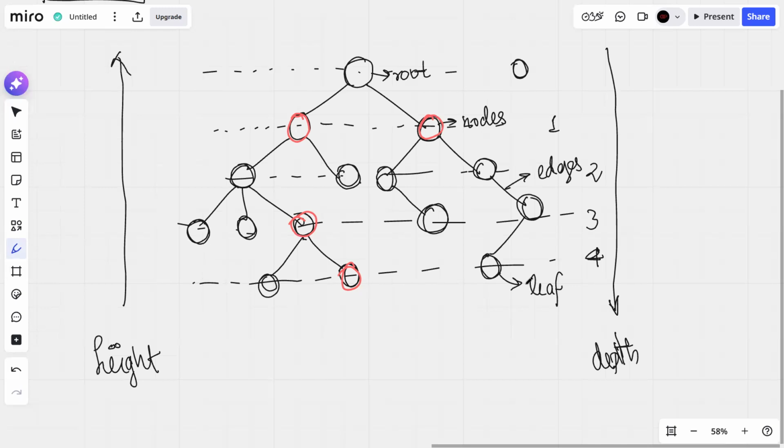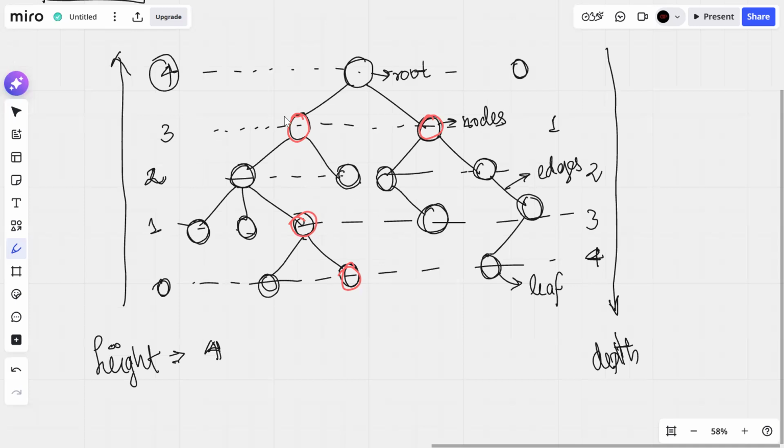The deepest leaf will be my zeroth level. The distance between the root and the deepest leaf will be my height value. So this leaf level will be my level 0, this will be my level 1, this will be my level 2, this will be my level 3, and this will be my level 4. So what's the height of the tree now? You should say it's 4. That's it. Height is 4.